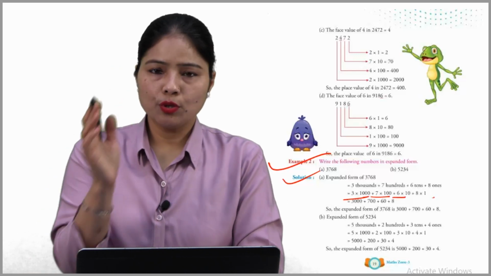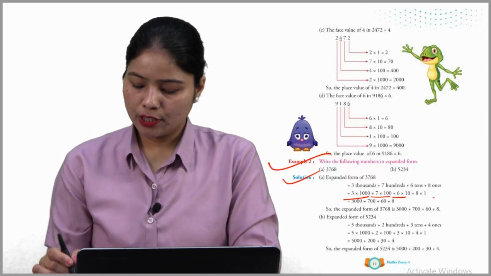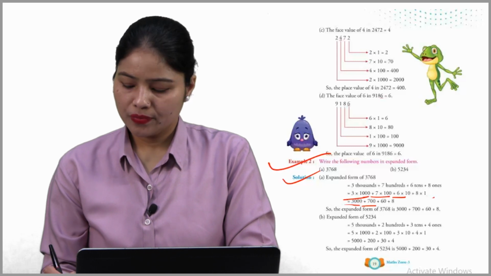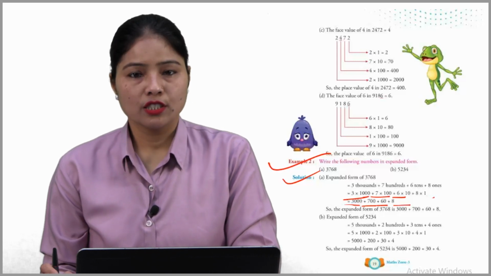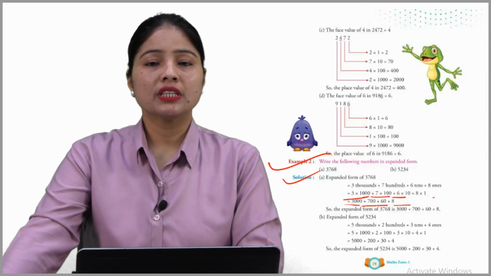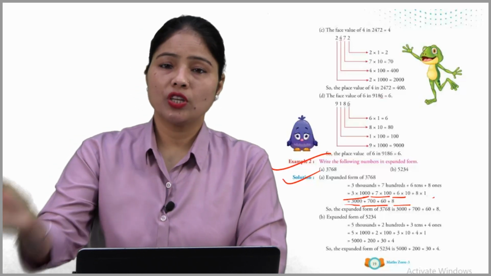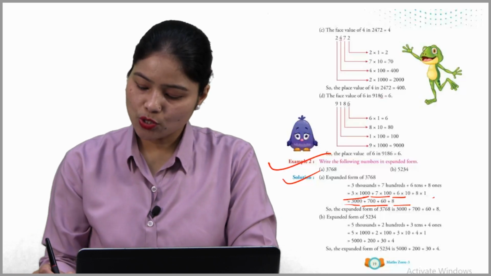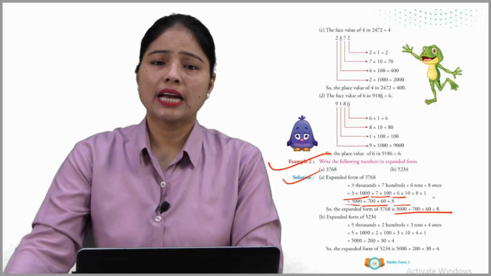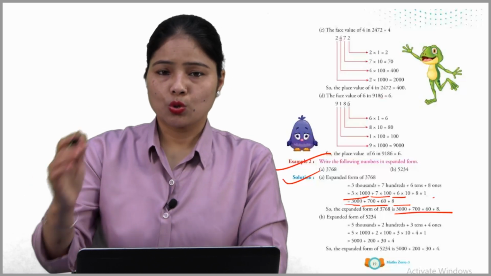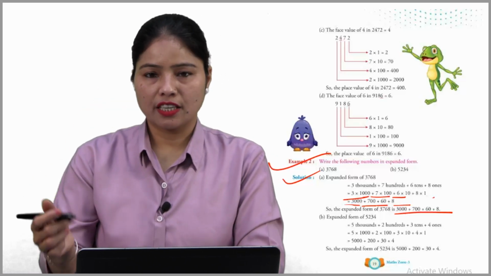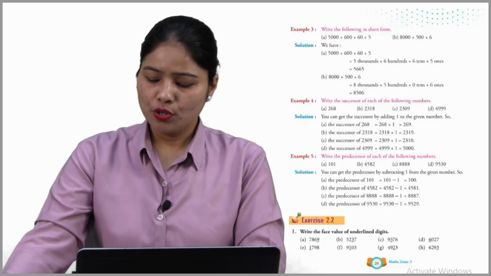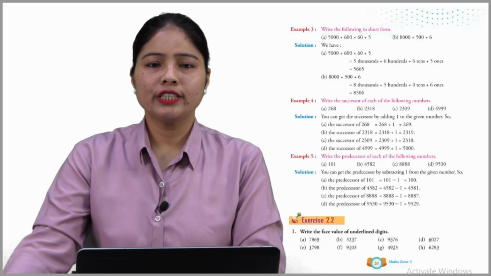If you multiply 3 with 1000, you will get 3000, and 7 with 100 is 700, then 60, and 8. So the expanded form of 3768 is 3000 plus 700 plus 60 plus 8. So this is the expanded form of that particular number. Okay, so this is the example of that. You only need to practice. Okay beta, now we will move on to exercise 2.2.